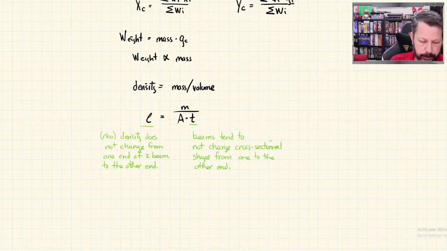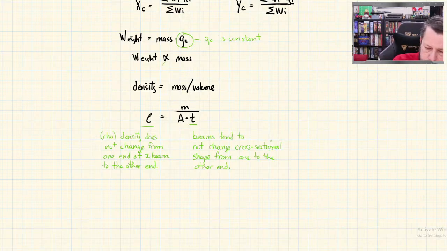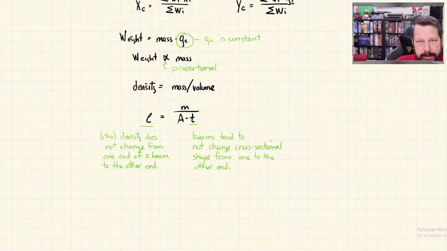Okay, so what these simplifications, the idea that weight is mass times g sub c, and g sub c is constant in most engineering settings. One beam pretty much experiences just one value for g sub c. Weight is proportional, and this little symbol right here means proportional, weight is proportional to mass if gravity doesn't change in that scenario. Density is mass over volume. So I rewrote that equation in variables.